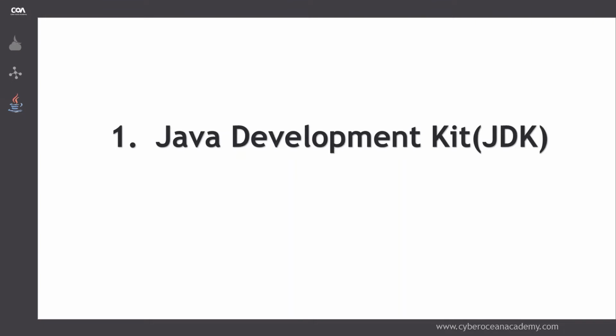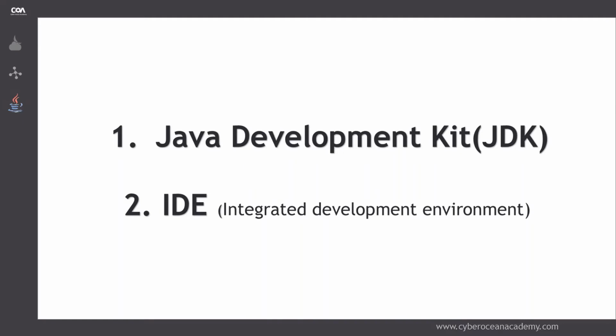So, what is a JDK? We have already discussed it. It is a software environment in which we run our Java program. We have a compiler and a debugger inside the JDK, and then we will install an IDE. What is an IDE? It is an integrated development environment, a better version of a text editor. There are many different IDEs available in the market, like IntelliJ, Eclipse, and VS Code.